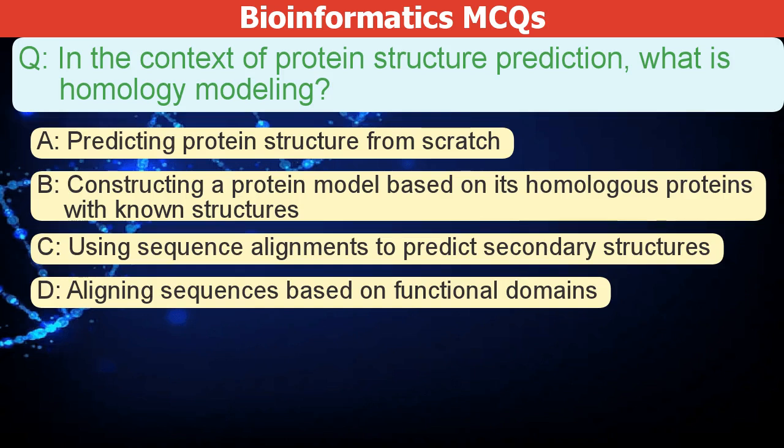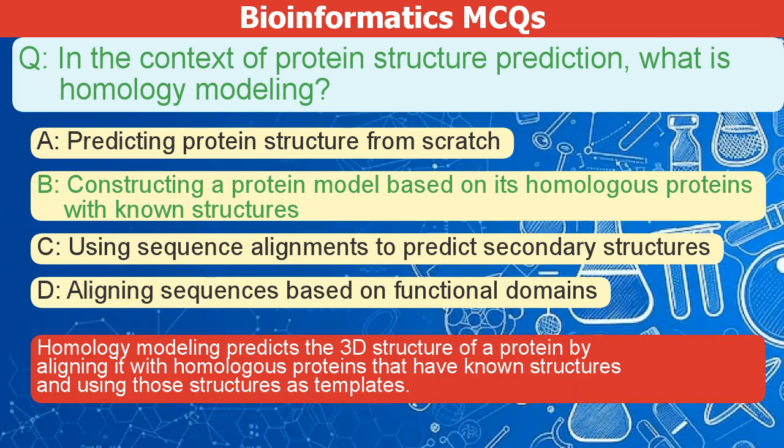In the context of protein structure prediction, what is homology modeling? A. Predicting protein structure from scratch. B. Constructing a protein model based on its homologous proteins with known structures. C. Using sequence alignments to predict secondary structures. D. Aligning sequences based on functional domains.